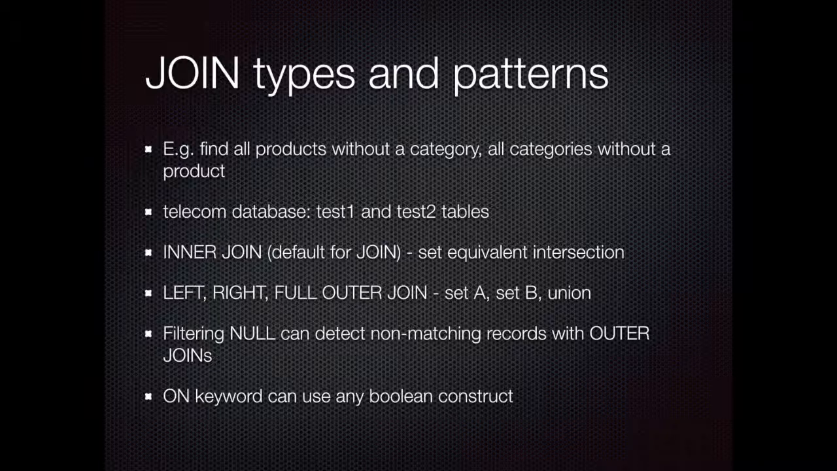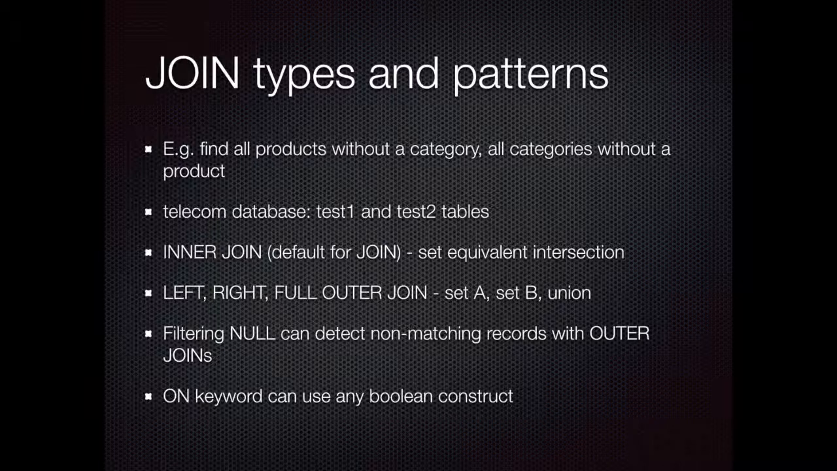So if we had a category that didn't map up to a product, we could do a left join or a right join onto that table and say, okay, where this particular column is null, that's where we've got a mismatch, and there is a category that doesn't have any products in it, for instance.